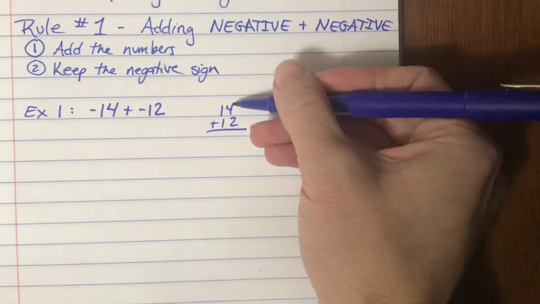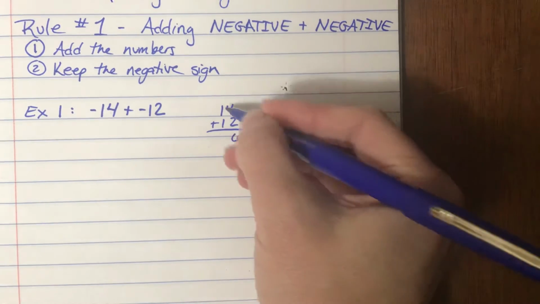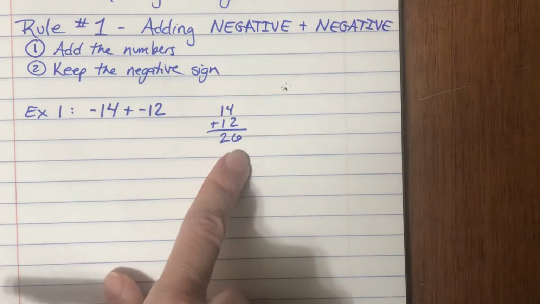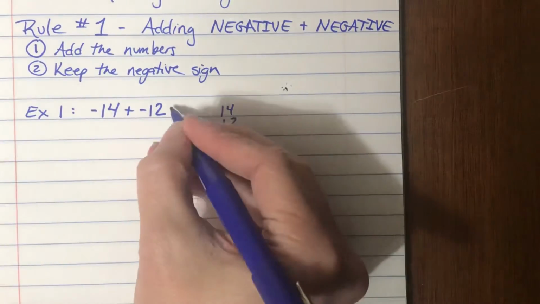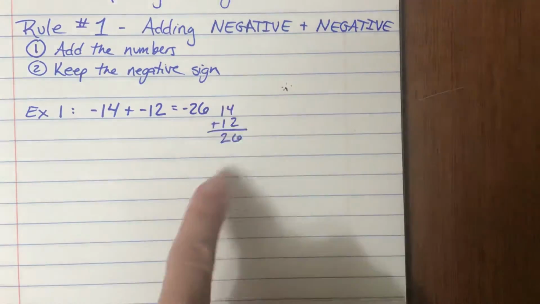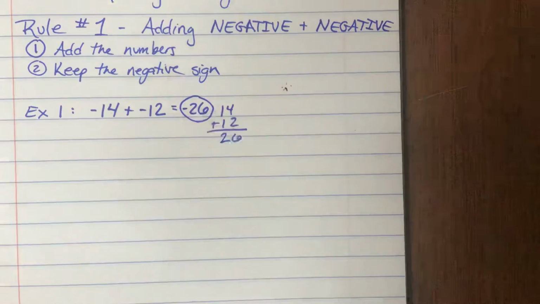And so when we add that, we're going to add this column. 4 plus 2 is 6, and we don't have anything to carry, so 1 plus 1 is 2, so the answer is 26. But now they're both negative, so that second step, remember, is to keep the negative sign. So negative 14 plus negative 12 is equal to negative 26. That's what we got when we added them. Keep the negative sign, all right?